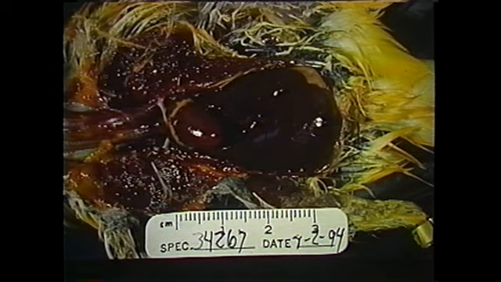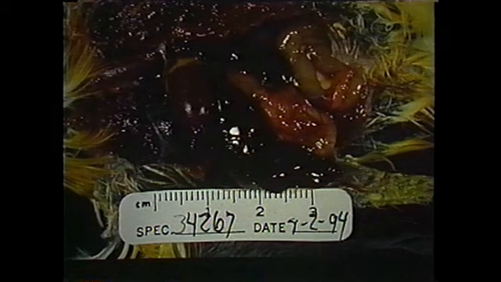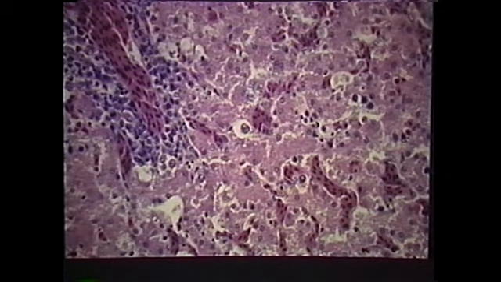This is a mountain tanager with massive hepatomegaly. The liver's easily twice the size it ought to be. Has a rather dark rusty color that might make you think of hemochromatosis. The spleen is massively enlarged. This is it up here. Again, the passerine spleen is elongated or comma-shaped, and this spleen is easily 5 times the normal size. The livers are very congested, and marked extramedullary hematopoiesis is present.